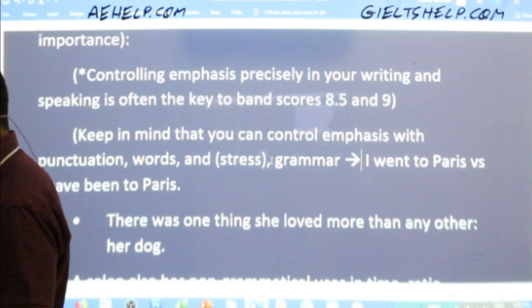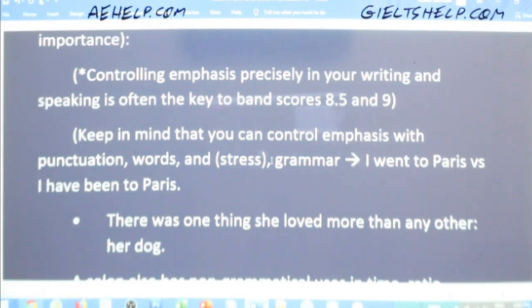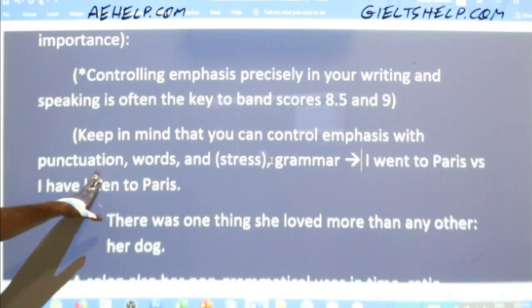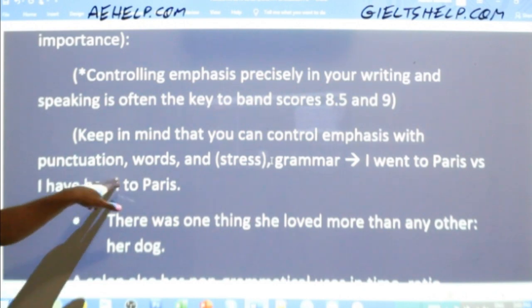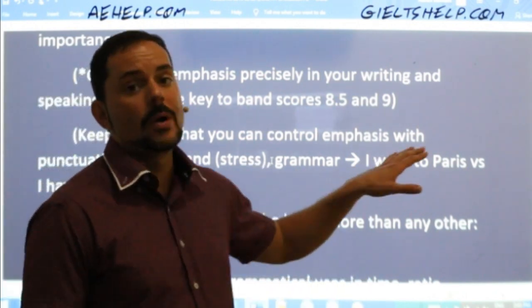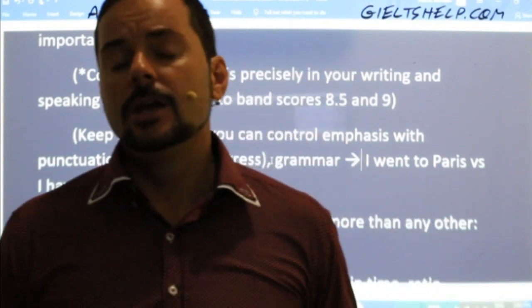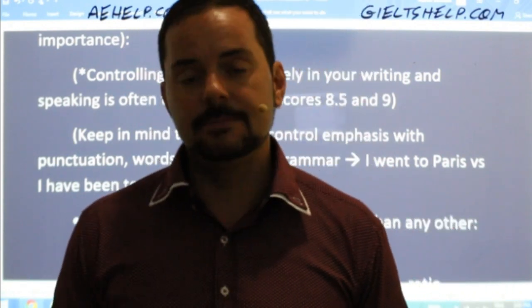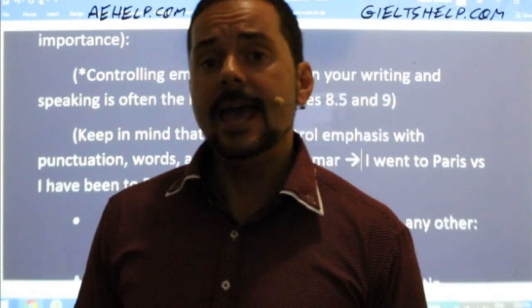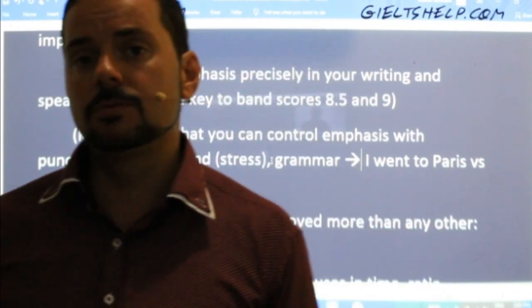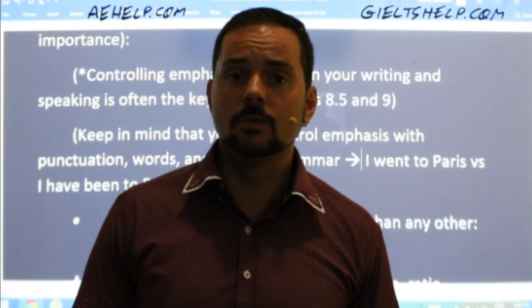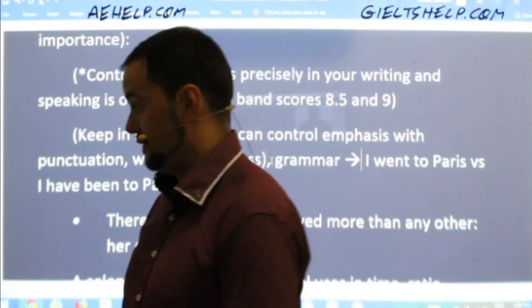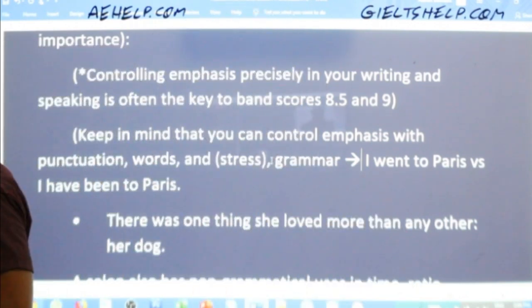So grammar helps to control emphasis. So the three ways that we can control emphasis in our communication are punctuation, words, and grammar. Okay, those are the three. The more you master those, the better you will perform on the IELTS exam in the speaking and in the writing, and the better you will perform in life. Controlling those three elements can make the difference between winning a $2 million business contract or losing it. Okay, it can have a very big factor in the process.